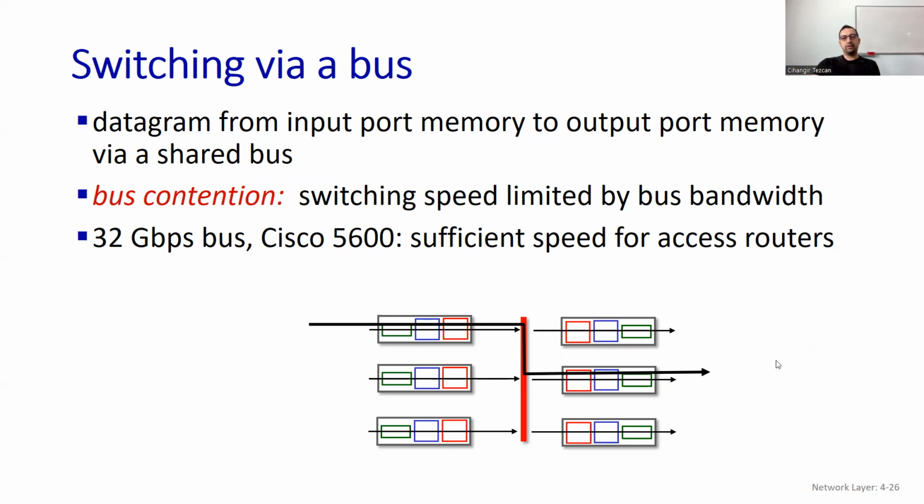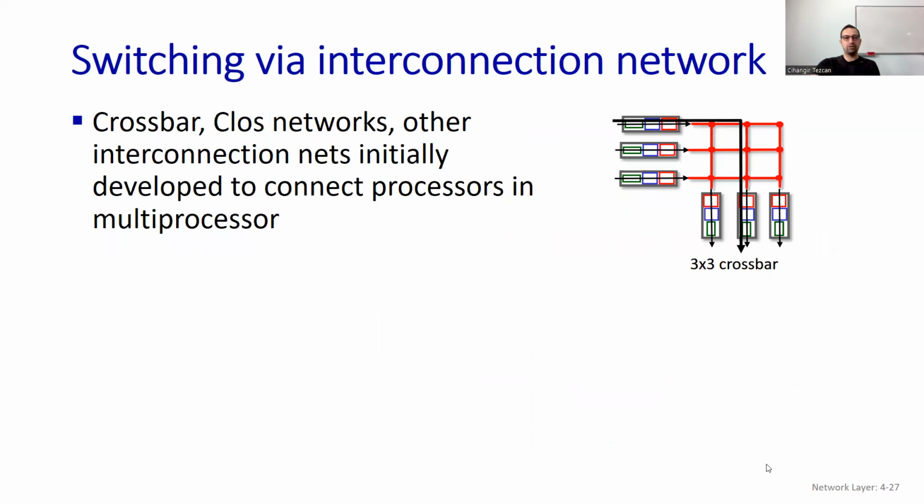So here the idea is like this. For instance, if you have 3 input ports and 3 output ports, since they are directly connected, if all of these ports send data to different output ports, then you don't have any waiting, right? But if these 2 inputs send to the same output, then you have to wait. So this is the main catch here.